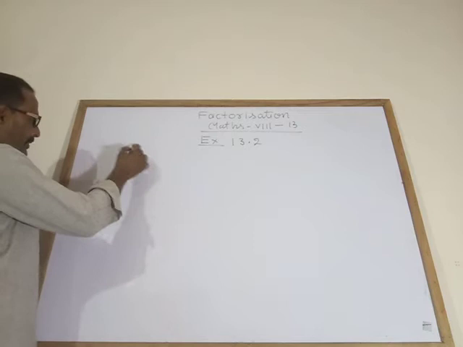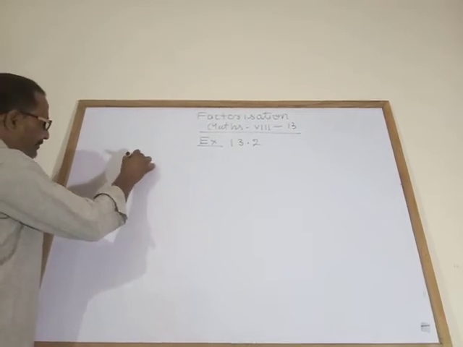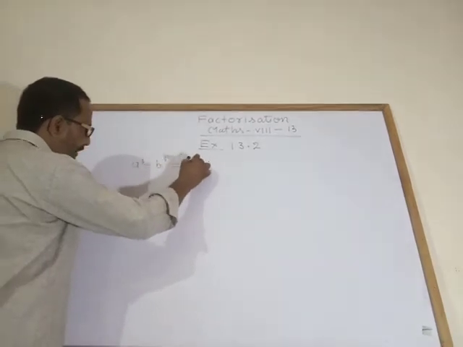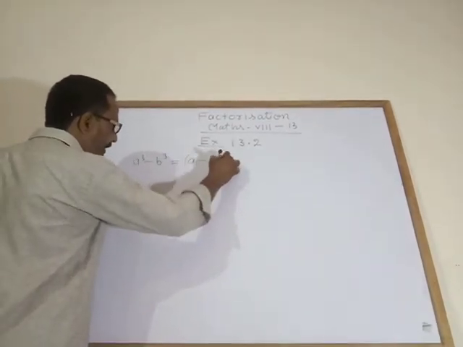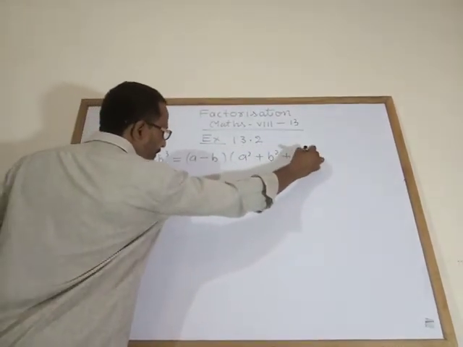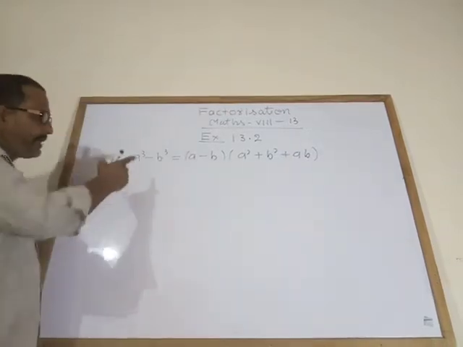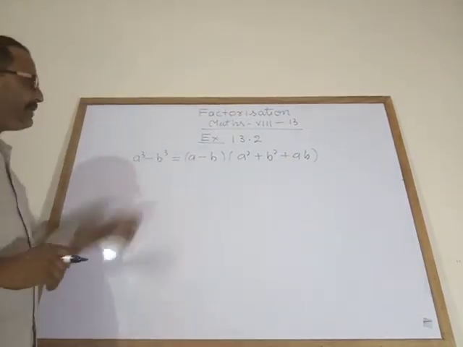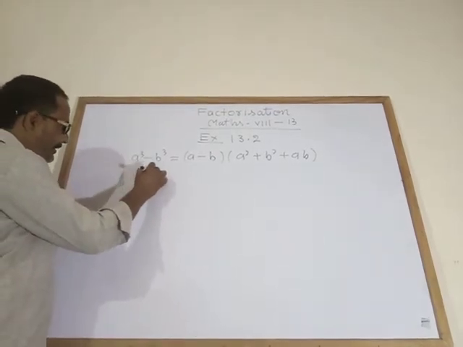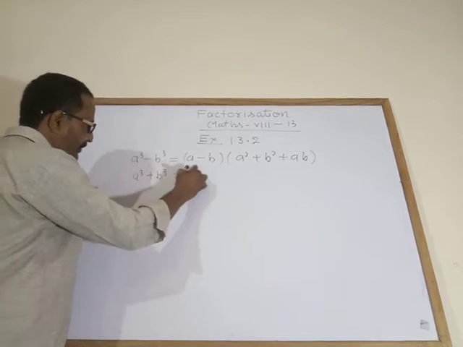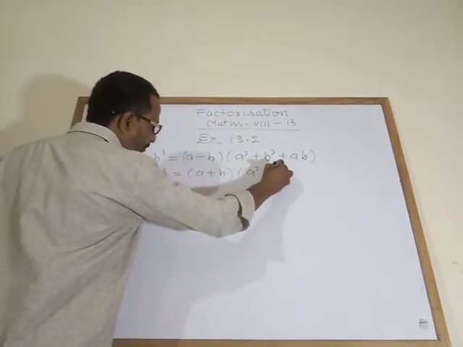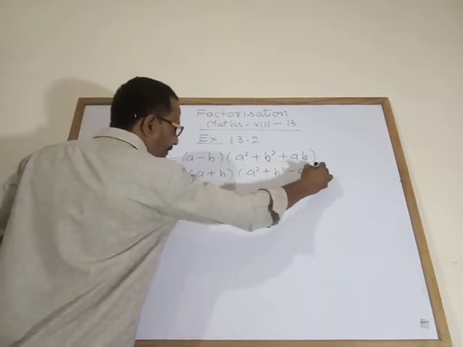You know that I had explained a cube minus b cube is equal to (a minus b) in bracket a square plus b square plus ab. Remember that formula, I already gave it at the beginning of this chapter. The second formula: a cube plus b cube is equal to (a plus b) in bracket a square plus b square minus ab.